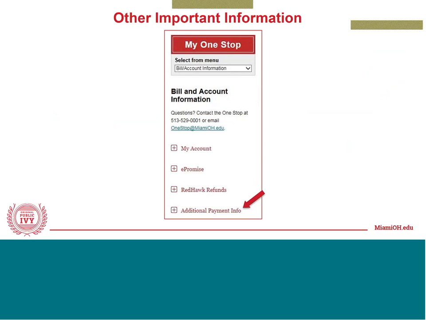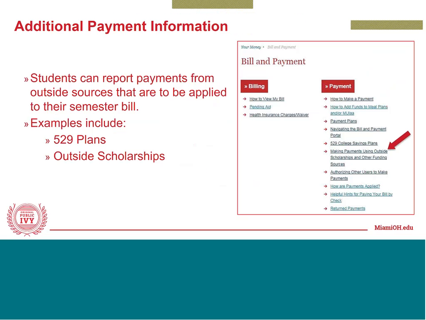If your student has any additional payments that are coming from outside resources to Miami that will be used to help satisfy their bill, they will need to complete this link to report these anticipated payments. Only students are able to complete this step. Additional payments may include 529 plans and outside scholarships. You can select the 529 college saving plans and making payments using outside scholarships and other funding sources links on the OneStop website under Your Money.